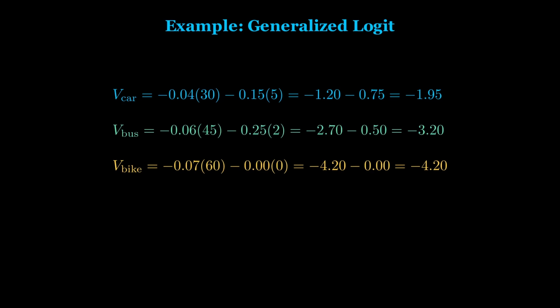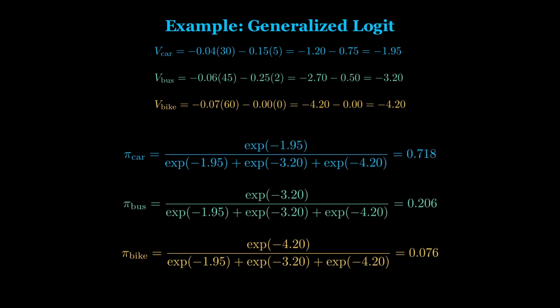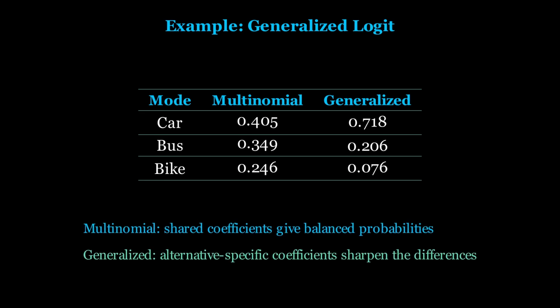vbike is negative 4.2. Applying the same probability formula, the car comes out at about 0.718, the bus at 0.206, and the bike at 0.076. Putting the two sets of probabilities side by side makes the difference obvious. In the multinomial Logit model, the same coefficients apply to every mode, which produces relatively balanced choice probabilities. In the generalized Logit model, the coefficients differ across alternatives, which leads to much more pronounced differences and better captures variation in preferences for each mode.